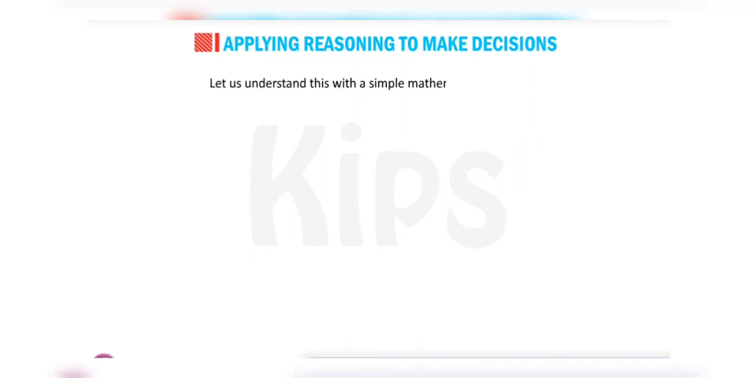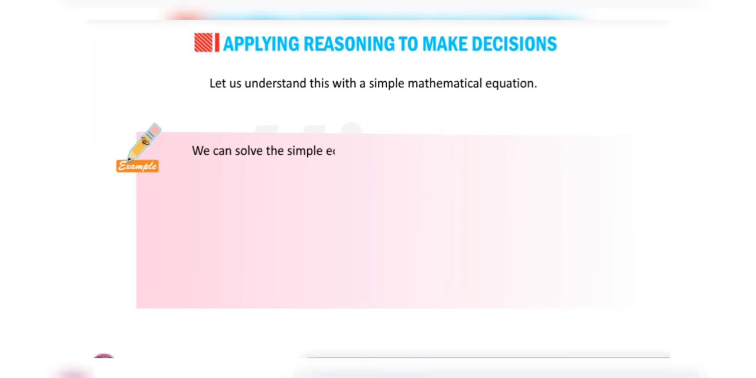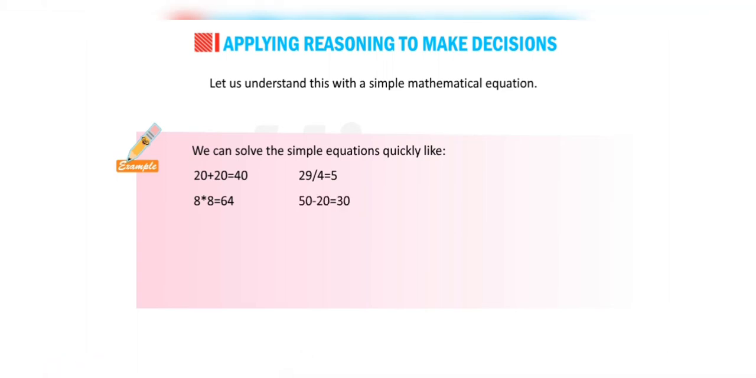Let us understand this with a simple mathematical equation. One example is here. We can solve a simple equation quickly, like 20 plus 20 equals 40. 29 divided by 4 equals 5. 8 multiply 8 equals 64. And 50 minus 20 equals 30. These are simple equations in math: addition, subtraction, multiplication and division. These four operations we can solve easily.